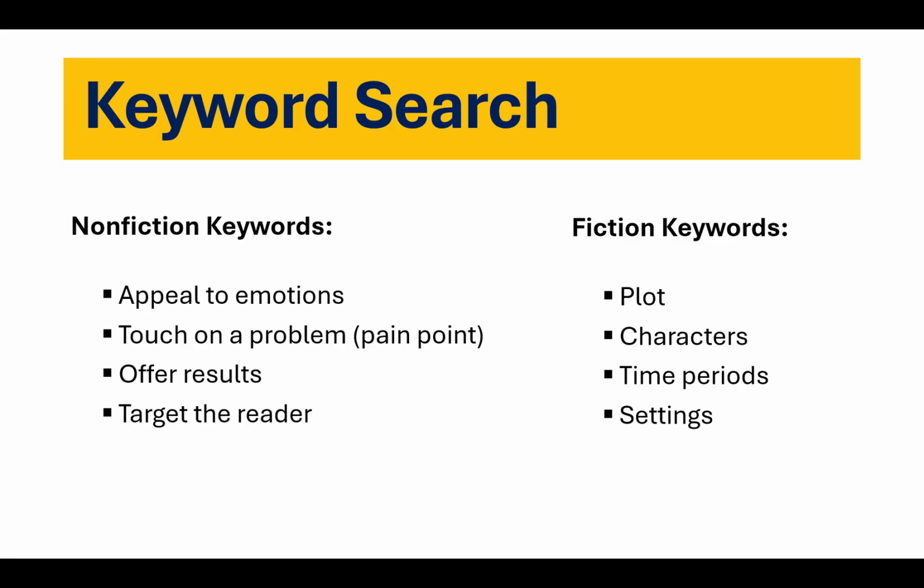And so your keywords are going to be more like the plot, the characters, timelines, time periods, settings, things like that. I'm not a big fiction reader, but if you are, you know what those keywords might be, Elizabethan age or something like that, or sci-fi, some type of sci-fi, things like that. Those are more for fiction.